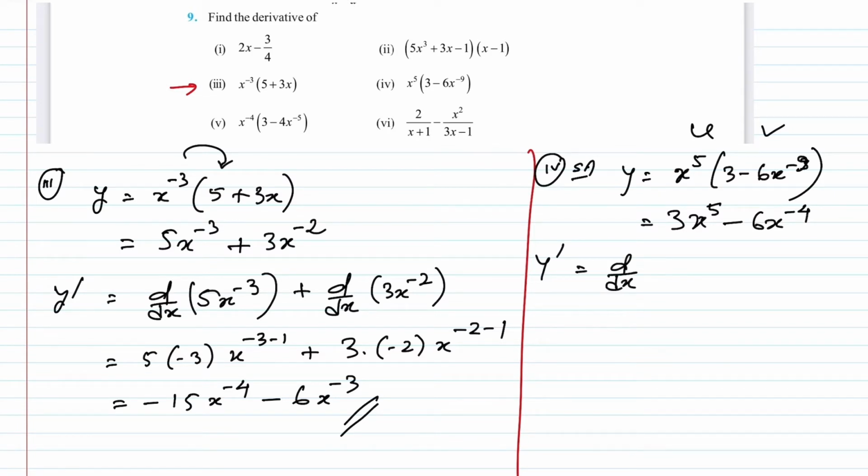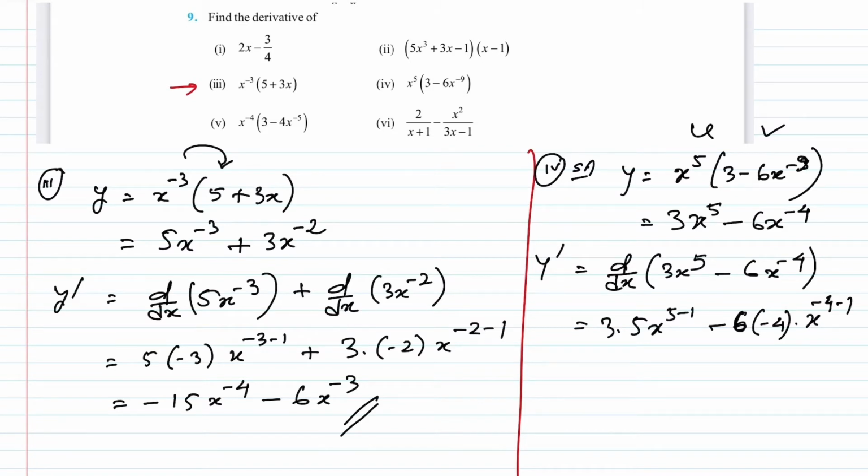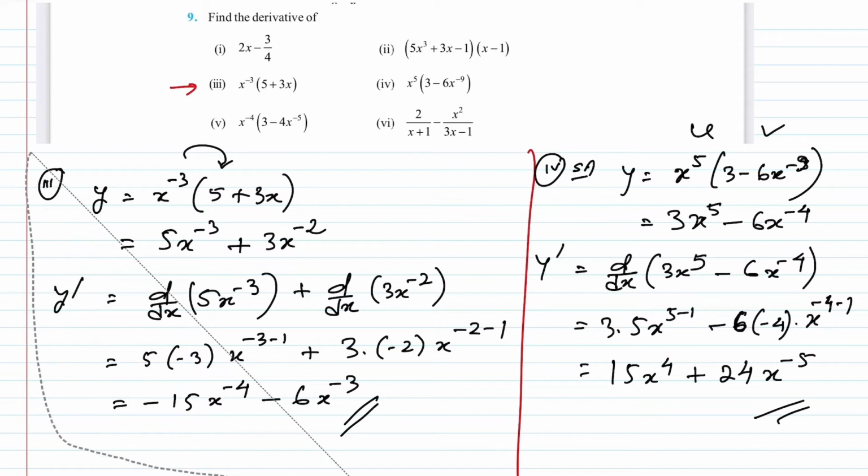So the derivative of 3x to the power 5 minus 6x to the power minus 4. If you find the derivative, then you will get 3 into 5 x to the power 5 minus 1 and minus 6 into minus 4 into x to the power minus 4 minus 1. Yes, so that's going to be 15 x to the power 4 and minus minus plus, 6 times 4 is 24, and x to the power minus 5. So that is your answer. That's how you can solve. Very simple.